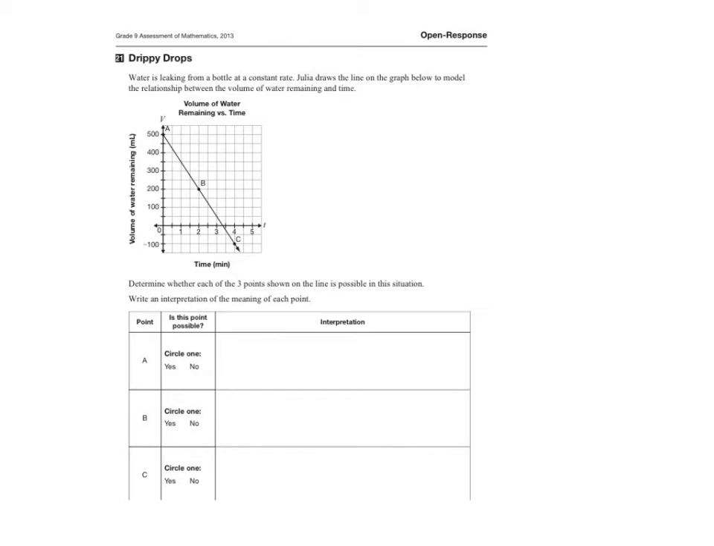This question is saying water is leaking from a bottle, and Julia draws a line on the graph to model the relationship between the volume of the water remaining and time. Determine whether each of the 3 points shown on the line is possible, and write an interpretation. So A, right here, you could see is (0, 500). So what that's telling us, at 0 minutes there's 500 milliliters of water, which is possible. If you had a bottle of water, before it starts to leak, there could be 500 milliliters in there.